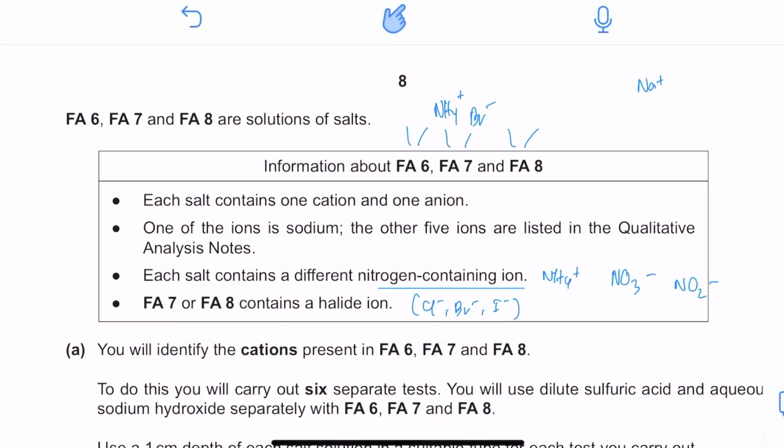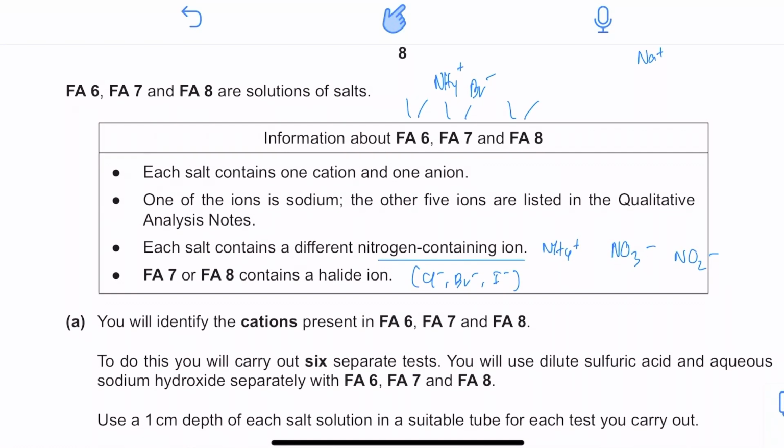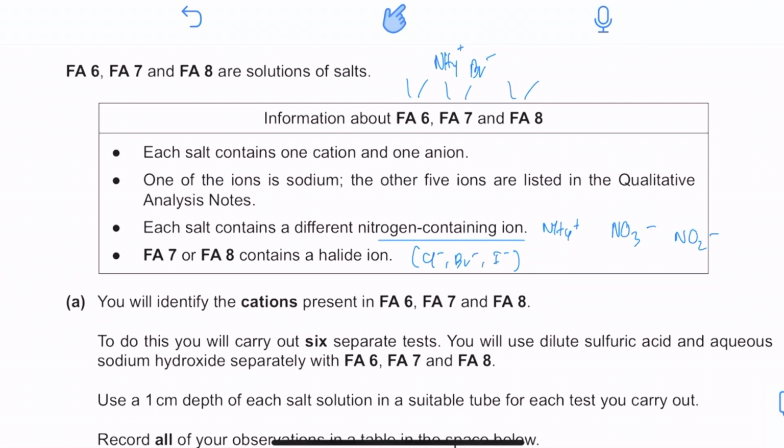Let's look at this question. Fa6, Fa7, and Fa8, each of the salts contains one cation and one anion. One of the ions is sodium, and the other 5 ions are listed in the qualitative analysis notes. Each salt contains a different nitrogen containing ion. The 3 ions that we suspect will be ammonium ion, NO3 minus ion, and NO2 minus ion.